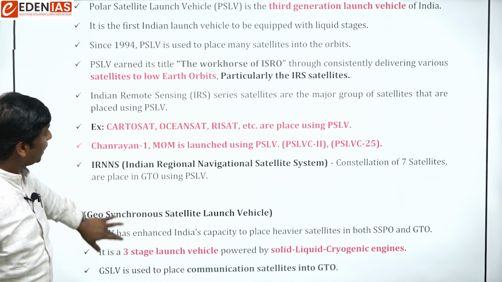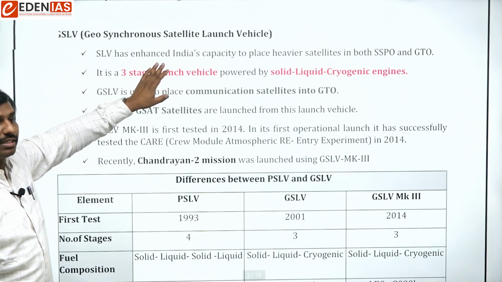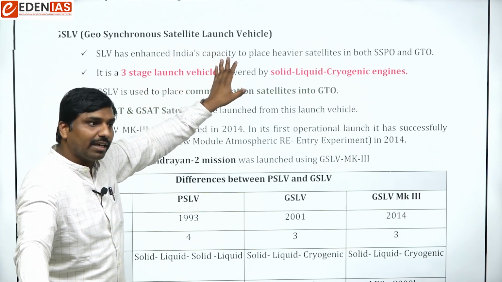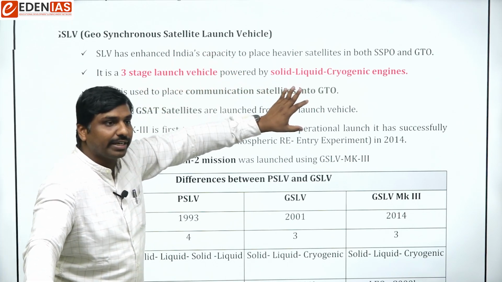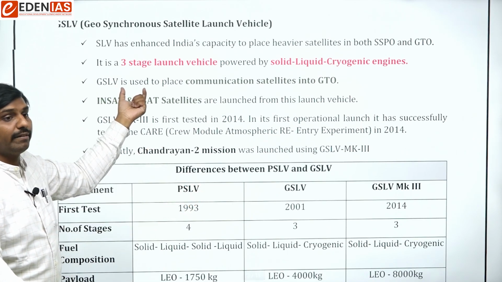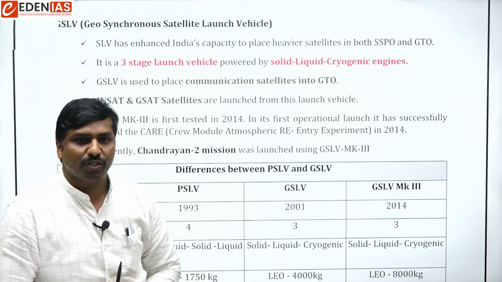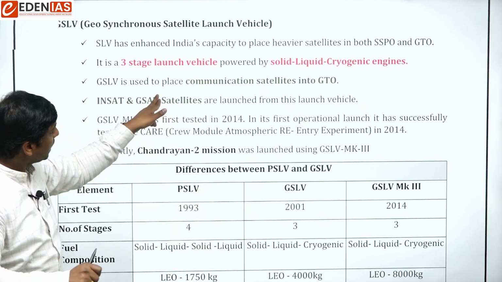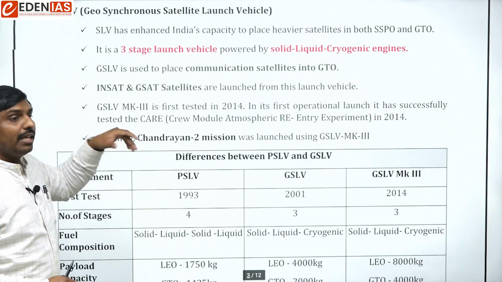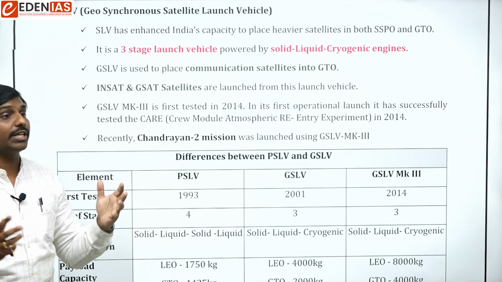So that was one. Then, from the perspective of GSLV, it is the fourth generation and the most advanced. It is a three-stage launch vehicle. We have understood that: solid, liquid and cryogenic engines would be there. And what is the common purpose? We use GSLV to place communication satellites into GTO or GEO. So GSLV's purpose is placing communication satellites. Remember that.